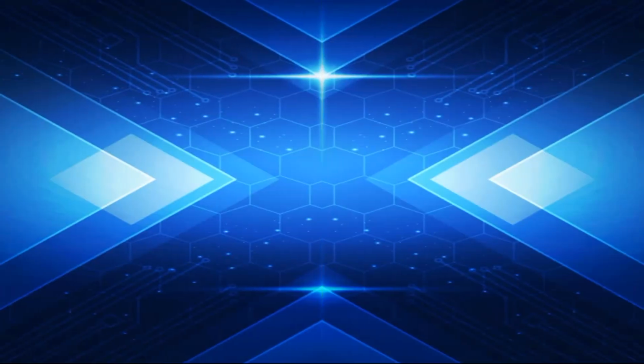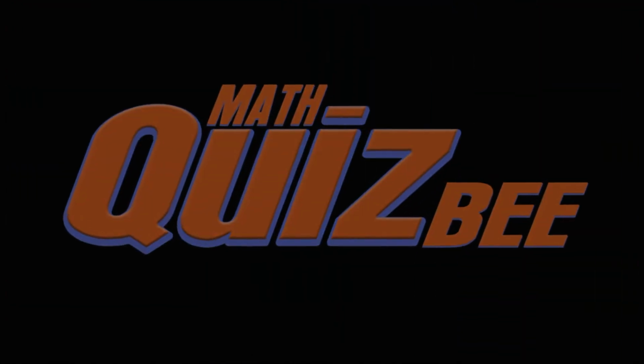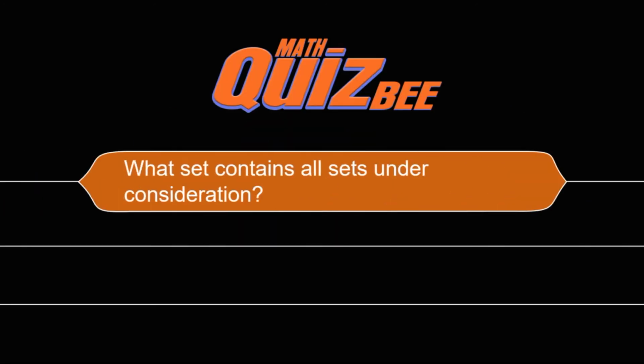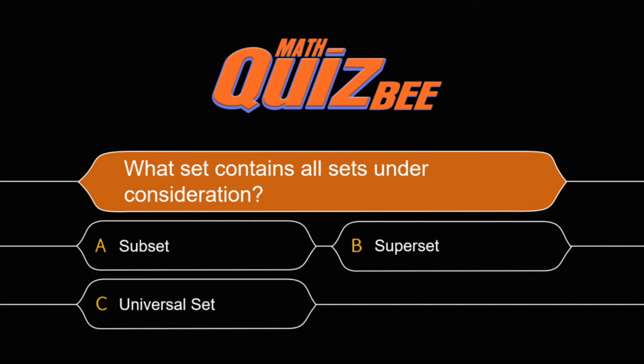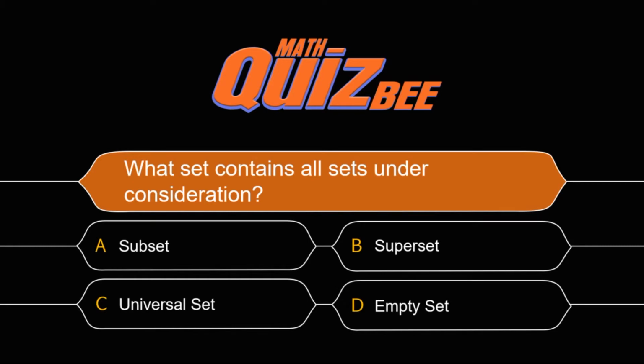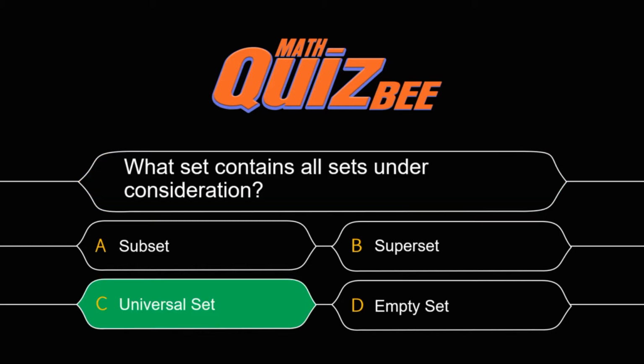Before we start our lesson, let's play again. Math Quiz B. For our first question, what set contains all sets under consideration? Is it A. Subset, B. Superset, C. Universal set, or D. Empty set? What is your answer? The correct answer is letter C.